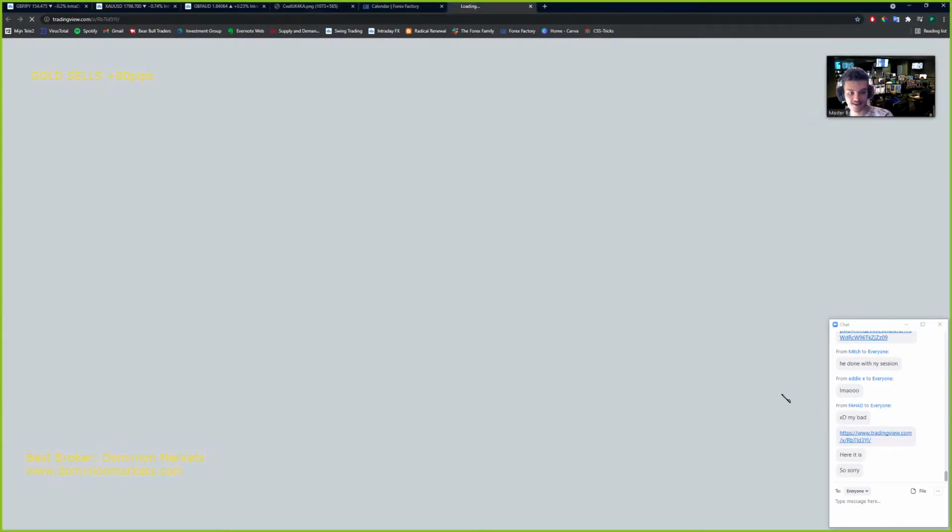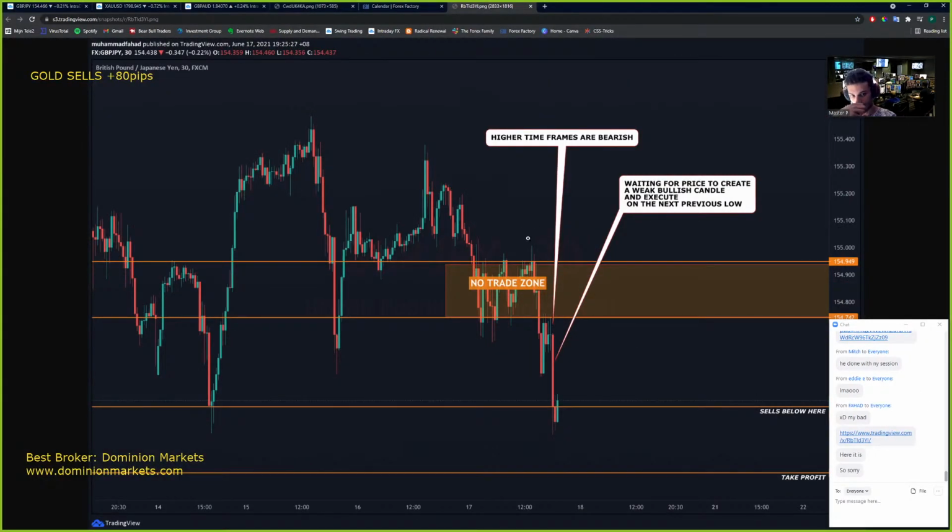Oh, Fahad sent the wrong link. Here's the correct one. So this GJ 30-minute higher time frames are bearish, waiting for price to create a weak bullish candle and execute on the next previous low. So like a minor weak pullback and then break of that 15-minute low.